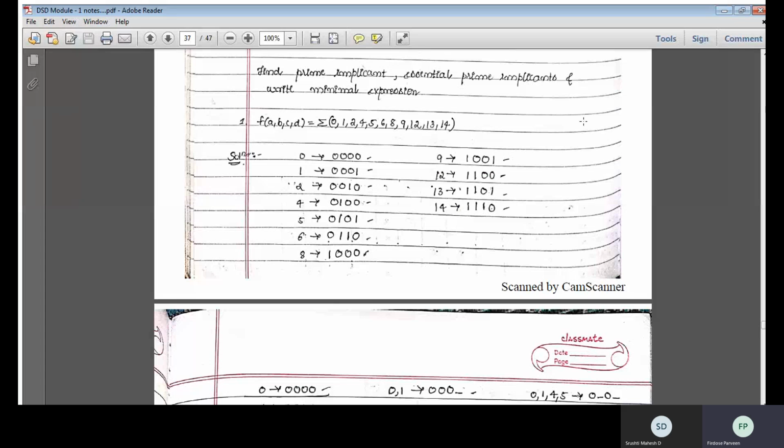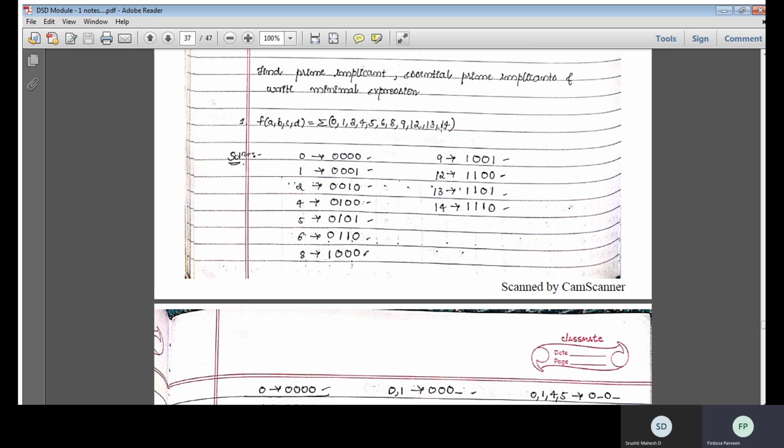So the next question: find prime implicant, essential prime implicant, and write the minimal expression. Here is the question: f of a, b, c, d is equal to summation 0, 1, 2, 4, 5, 6, 8, 9, 12, 13, 14.